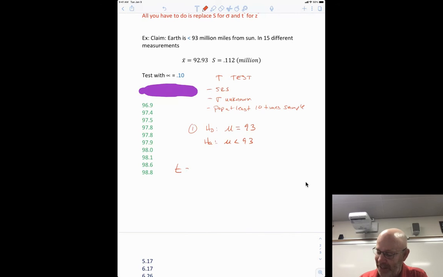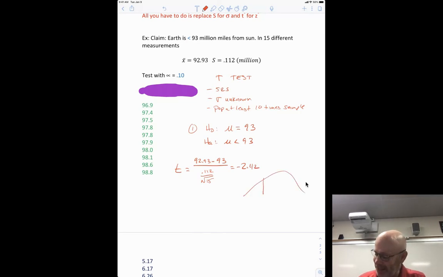So now we're going to find our test statistic. It's now going to be called t instead of z. We're going to find it exactly the same way as before, which would be what we got, 92.93, minus what we expected to get, which was 93, all over the standard deviation, not of the population, now of the sample, which is 0.112, divided by the square root of the sample size. I'm going to do a little bit of math here. 92.93 minus 93, over 0.112 divided by the square root of 15. And I got a test statistic of negative 2.42. We need a little picture.